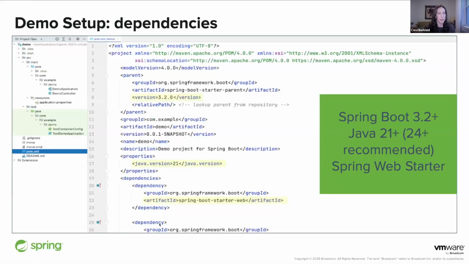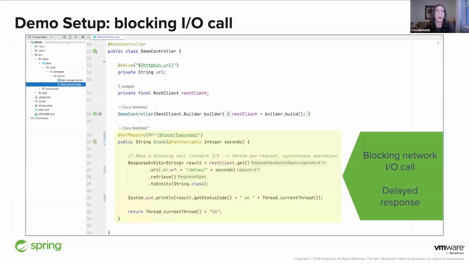First, to set up this demo, here are the minimal requirements for the application we're going to be using. As I mentioned, Java 24 is recommended, but as long as you have Spring Boot 3.2, Java 21, and some imperative stack like the Spring Web Starter, then you can see this in action. So here we have in the code a synchronous IO blocking call. We're going to call a backend service that intentionally has a delay before it responds.